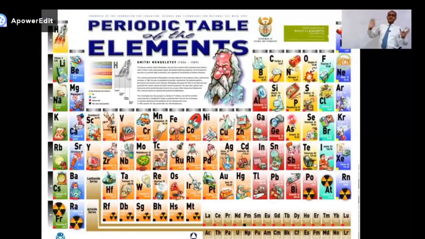All the elements are arranged in a table that we call what? The periodic table. Different kinds of periodic tables are there. So what is the periodic table? It's an arrangement of elements. It shows the arrangement of all the elements. How many elements in all?